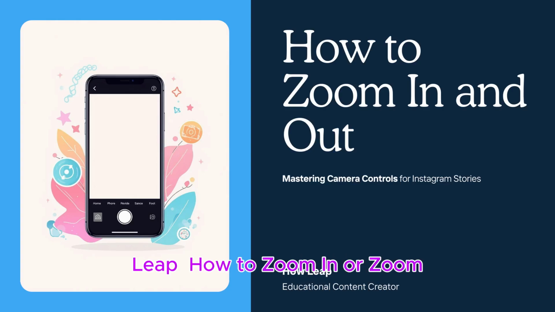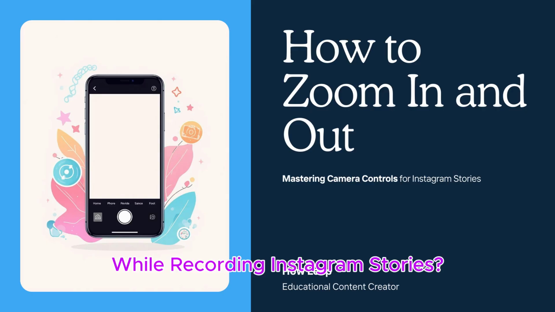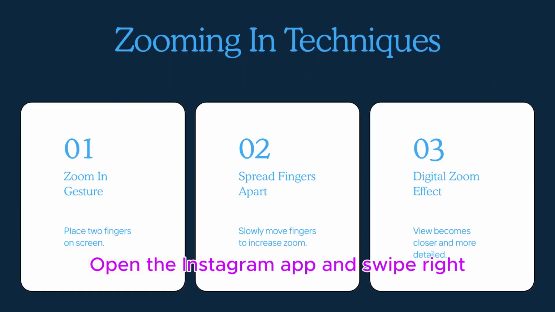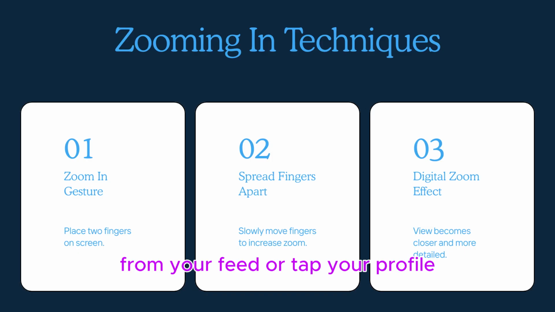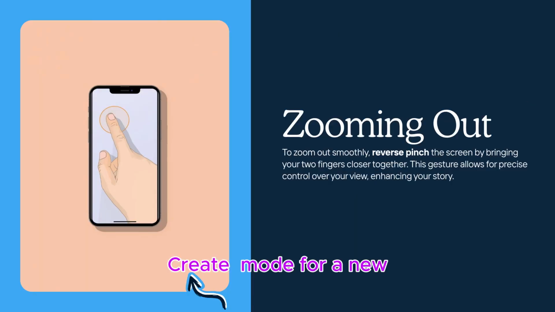You're watching how to zoom in or zoom out and flip camera while recording Instagram stories. Open the Instagram app and swipe right from your feed or tap your profile picture in the top left to open the stories camera. Ensure you are on the create mode for a new story.